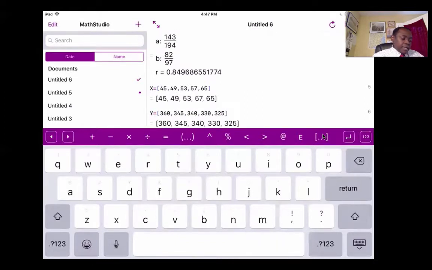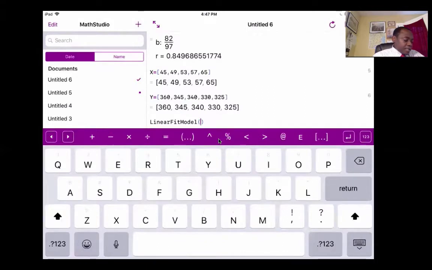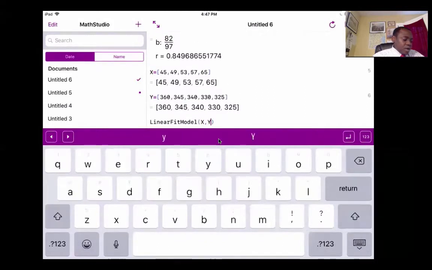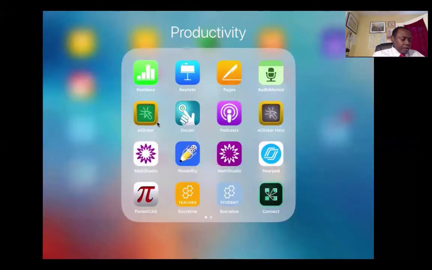If everything is correct, again, you take linear LIN, and you want to take your linear fit model. So we select linear fit model, and our entries are uppercase X and uppercase Y. I hit return. It gives me my slope, which is negative 125 divided by 74. And my y-intercept is 430.878. And my correlation coefficient is negative 0.94915. So let's see what Hawks requires.